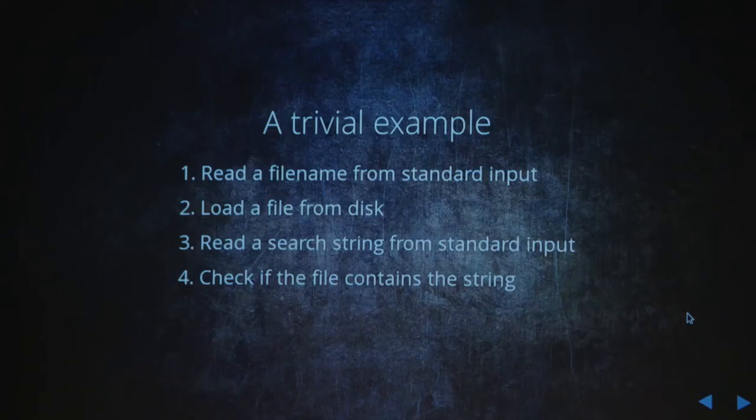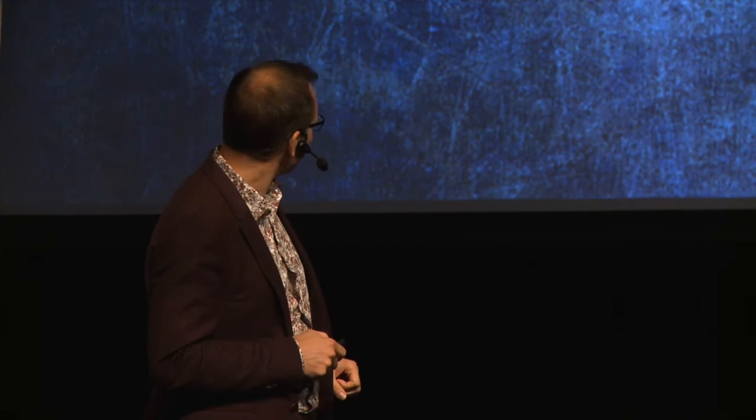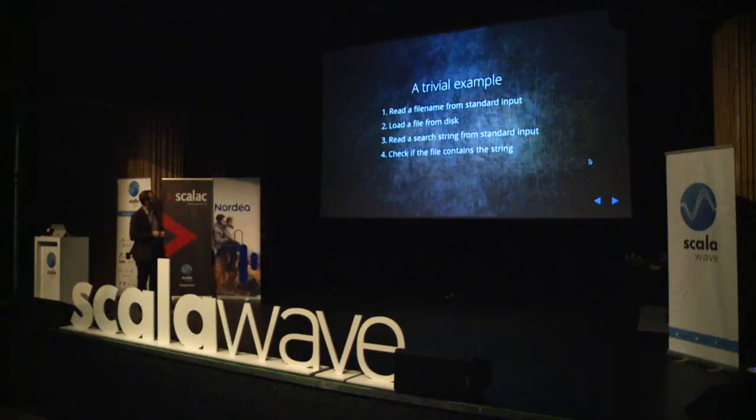For the rest of the talk, I'll give you a very trivial example. We're going to do something quite boring: search a file to see whether it contains a certain string. To do that, we want to read a file name from standard input. So we'll ask the user to type in a file name, and then we'll load that file from disk. Then we'll read another string from standard input, which we will use to search the file, and we'll return true or false depending on whether the file contains the string or not.